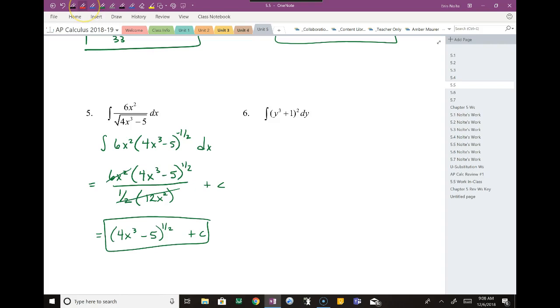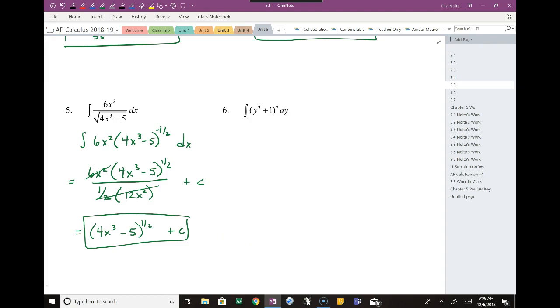All right, let's check out question number 6. Before I start using the reverse chain rule, I want to think about what my stuff is, and I want to derive it and see if it will cancel with the stuff on the outside. If I look at my inside, what is the derivative of my inside? 3y squared. Do I have a 3y squared on the outside of this? No. So can I use a reverse chain rule on this? No. I cannot use a reverse chain rule, so how else can I potentially integrate this?